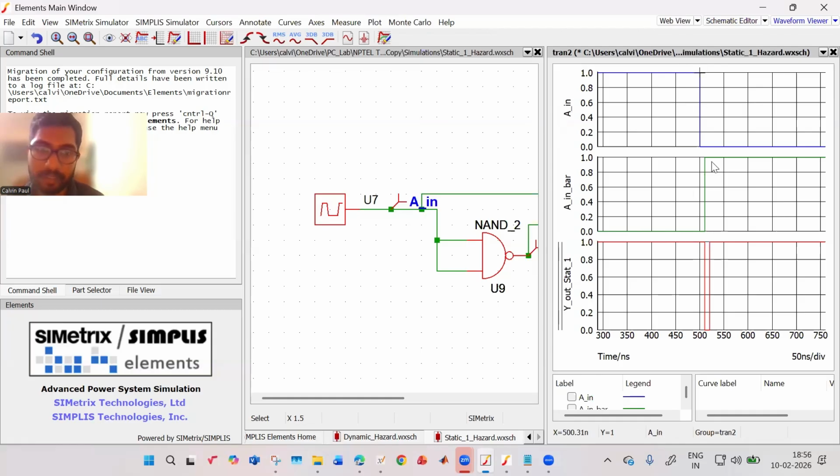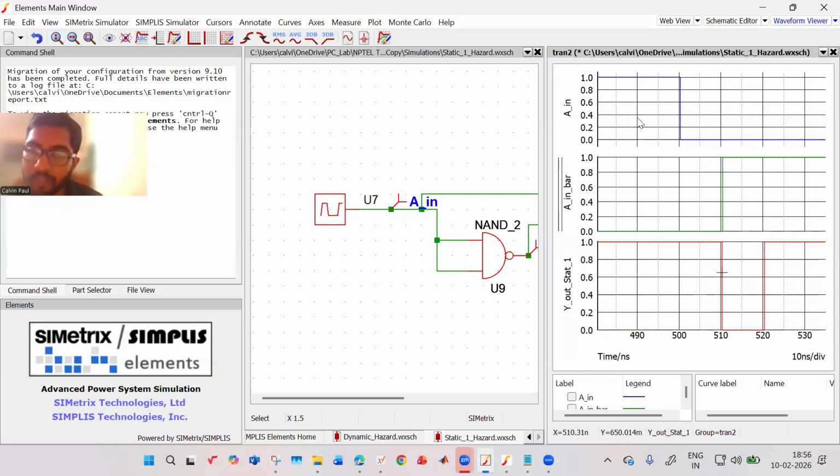Let us say over here. I think this will be better now. So at this point, A fell. A went down. And A bar took a little more time. It has a delay and then it has gone high. And the output of the OR gate was initially 1, then it remains 1, because it has a delay.